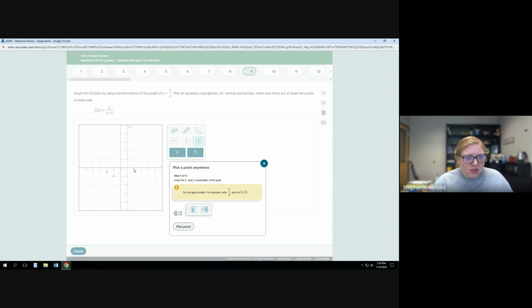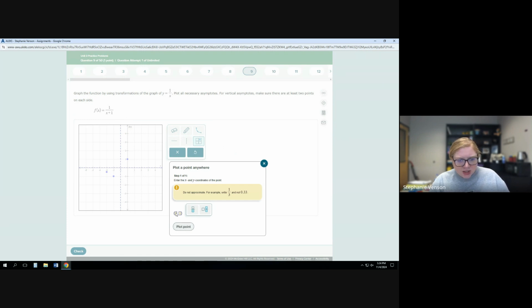So I think I'll do 0 and 1. Okay, so I'm going to plug in 0 first. So that's my x value. So you see I go ahead and type 0 here. Now if I plug in 0 to this function, 1 over 0 plus 1 is the same thing as 1 over 1, which is 1. So I'll plot that point.